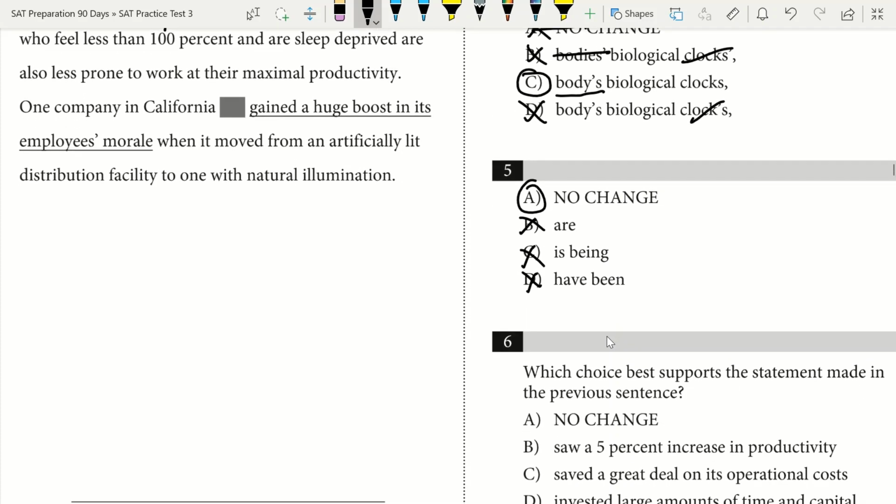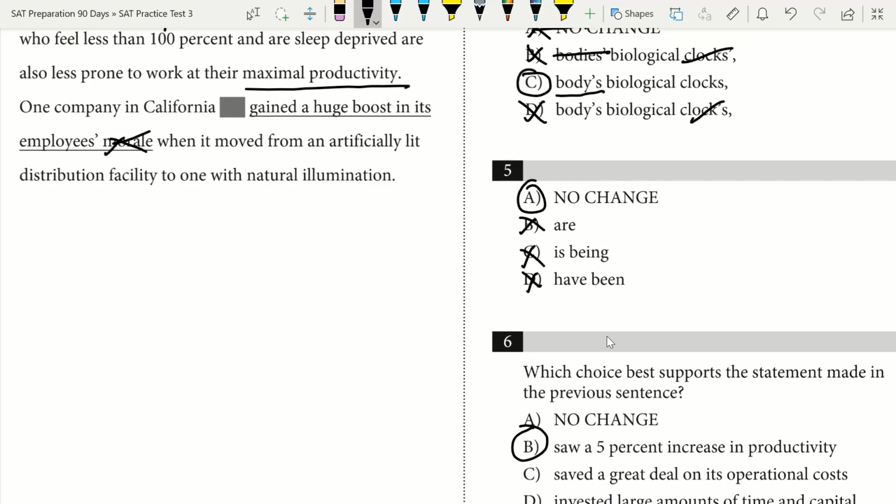All right, employees who feel less than 100% and are sleep deprived are less prone to work at their maximal productivity. One company in California gained a huge boost in its employees' morale. Okay, I already know I'm going to have to switch this because we should be talking about productivity here. So 6 says, which choice best supports the statement made in the previous sentence? And that's going to be answer choice B, saw a 5% increase in productivity.